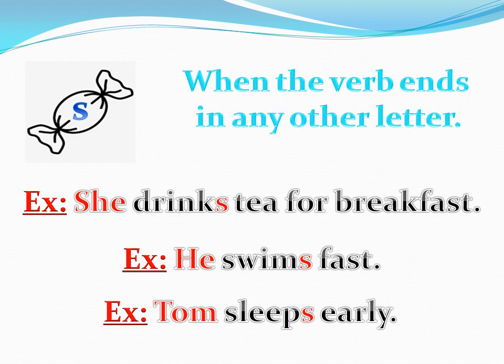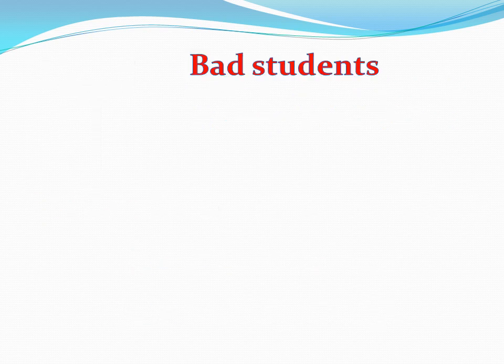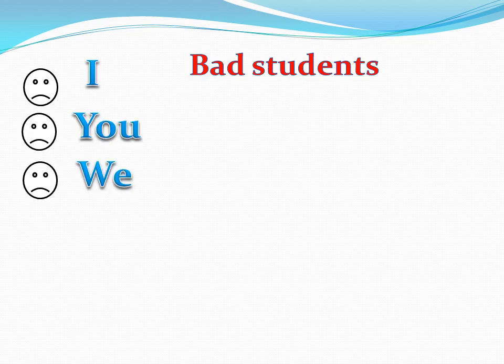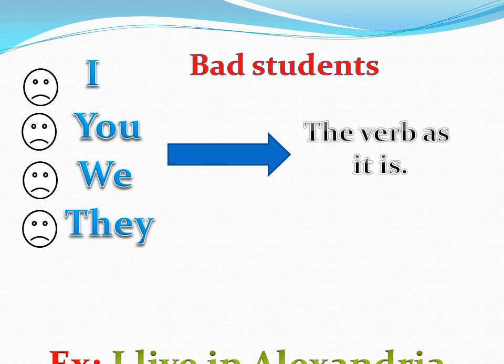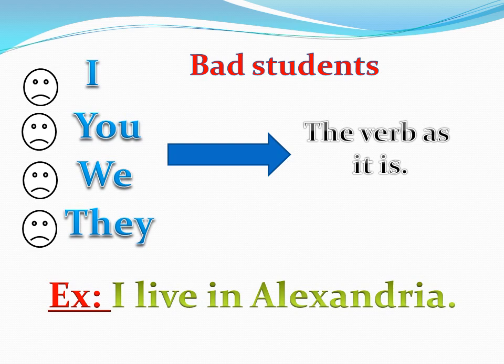And remember that we add the sweets only with the super students, he, she, and it. Okay, now let's move to the bad students. Who are the bad students at Mr. P.'s class? They are I, you, we, and they. When we see them, we don't give them sweets. We add the verb as it is. Okay? For example, I live in Alexandria. Live as it is. We didn't add anything to it or remove anything from it. The verb as it is.